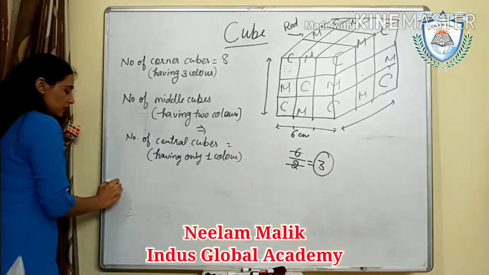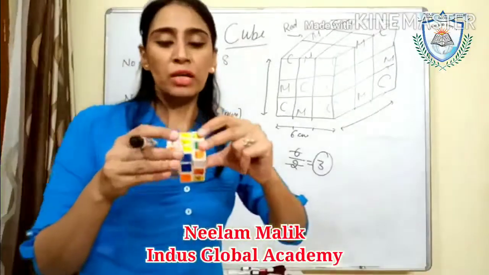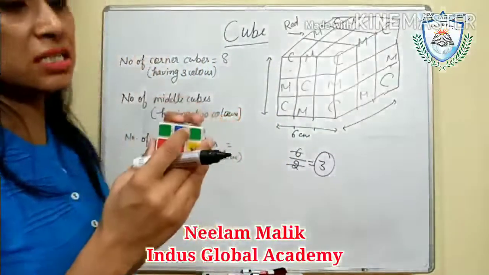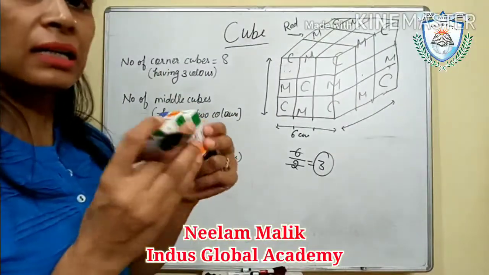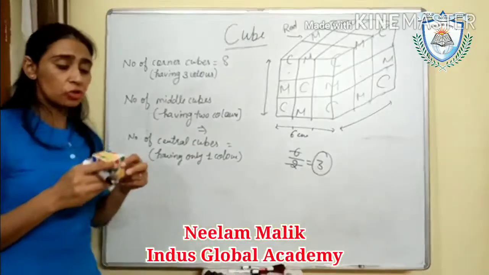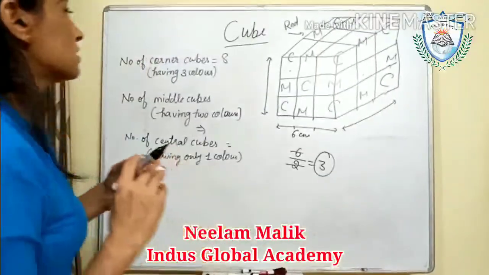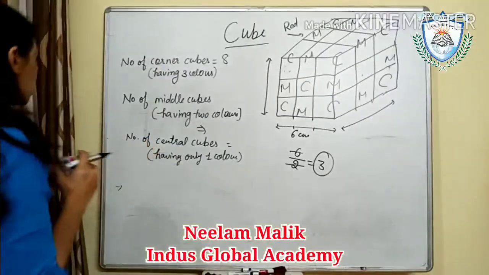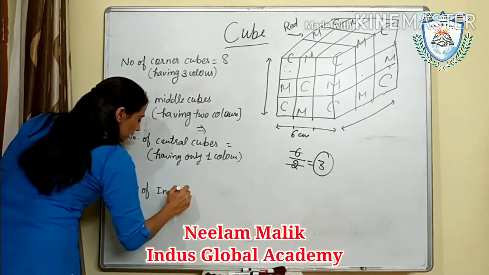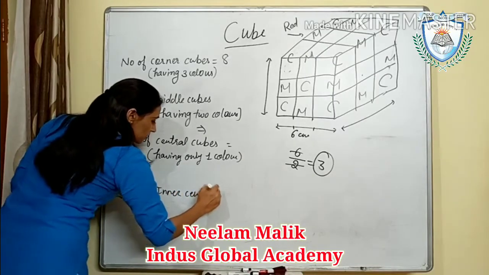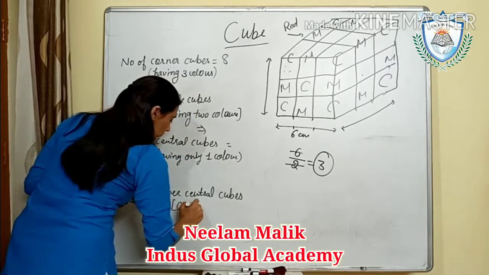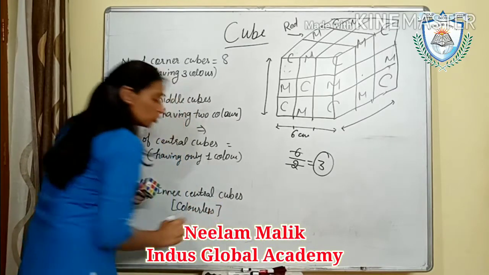Now the next is when we cut this big cube. There are some cubes hidden inside, and they are colorless, okay. So the name of those cubes is inner central. So now the number of inner central cubes, okay, or we can say colorless, that have no color, okay.